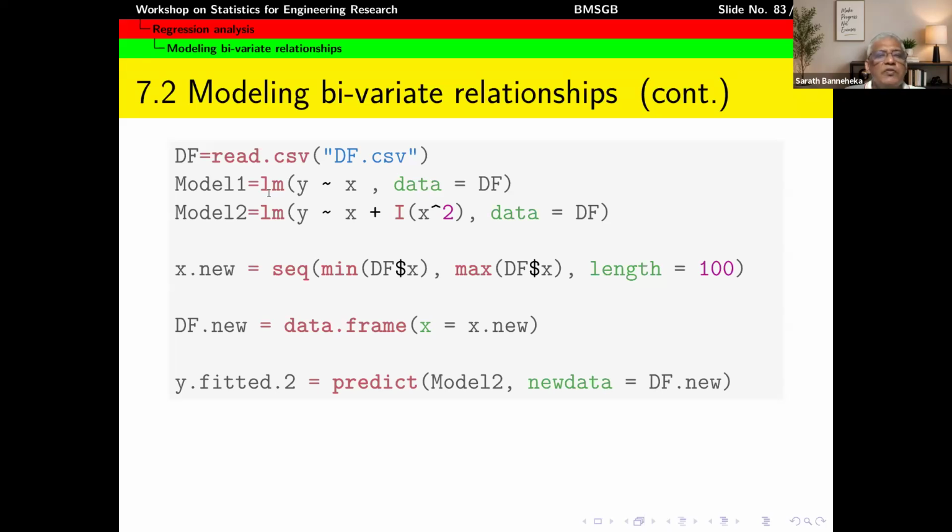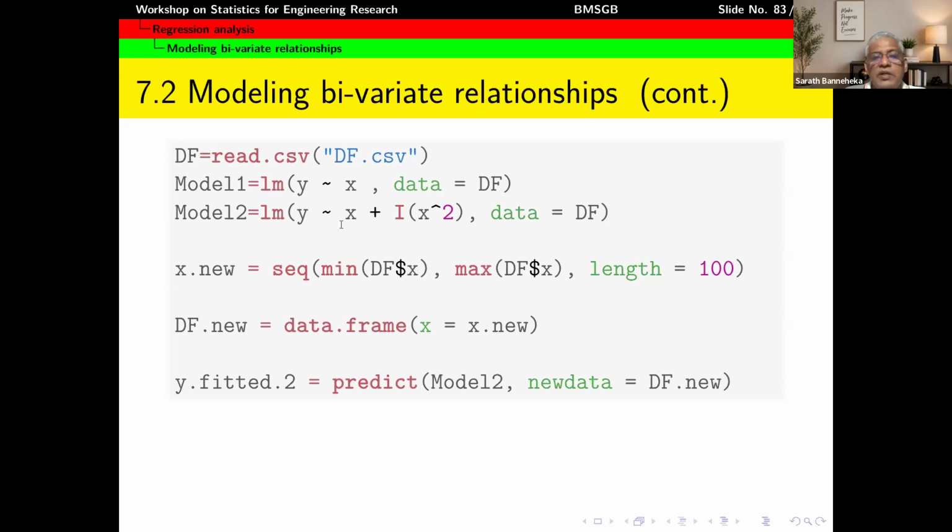This is how you fit a linear model with x only. I call it model one. lm is the R function. By this command, I fit the straight line model y is equal to beta naught plus beta 1 x, using the data in this data frame. I have read the data frame using read.csv, that is an R command. So this df is now in R, and I use that data to get this model.